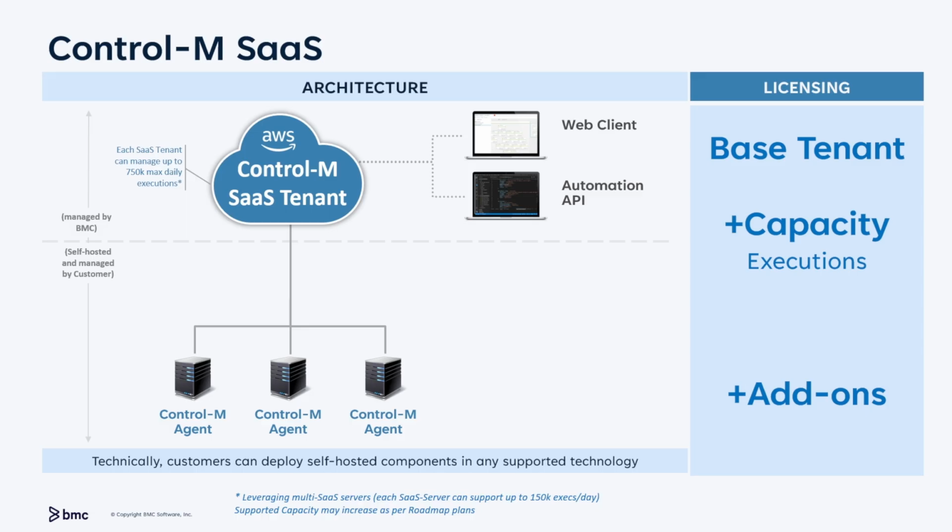These agents communicate securely with the SaaS tenant and allow Control-M to orchestrate jobs where the data and applications actually live. On top of these agents, organizations can install supported plugins to enable native integrations with other enterprise applications, databases, cloud services, and APIs, allowing workflows to be orchestrated end to end without having to rely on custom code or scripting.